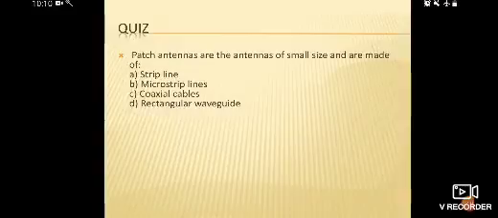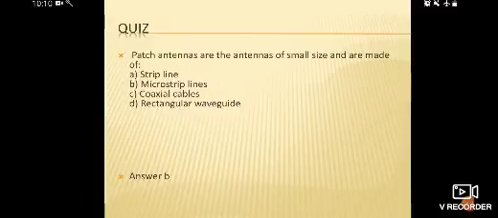Patch antennas are the antennas of small size and are made up of micro strip lines. It is not made up of strip lines, not made up of coaxial cables, and not made up of rectangular waveguides. Why? Because rectangular waveguides and coaxial cables are under the transmission line types. So it is not an antenna.